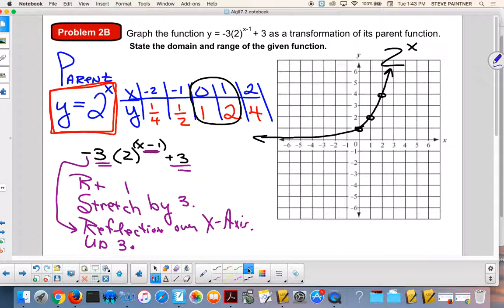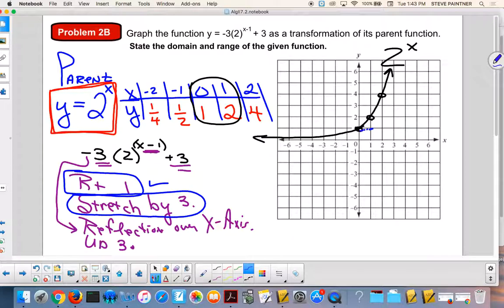First thing we're going to do is go what? Right 1. Pick a point you'd like to pick. 0, 1. Okay, let's do it. Ready? We take 0, 1, we go right 1. I'm right there. I just went right 1. Next, check. Next, do what?